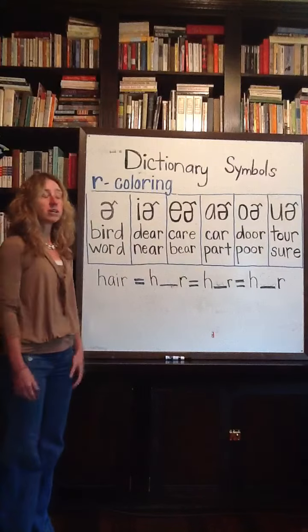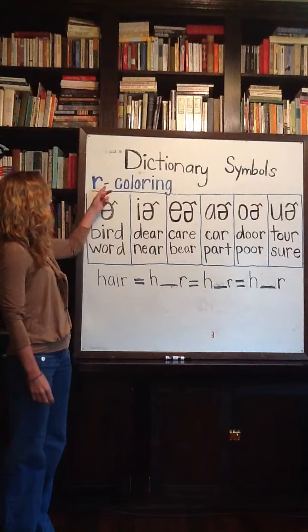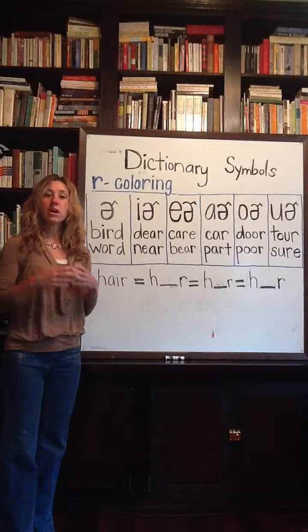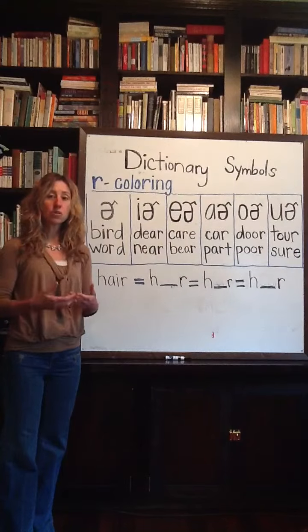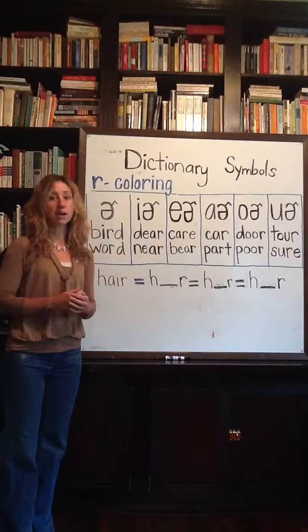So we've been talking about vowel sounds, and today I want to focus on what's called R coloring. That's a fancy way of saying the way that dictionaries show you how a vowel sound changes when it's followed by an R sound.